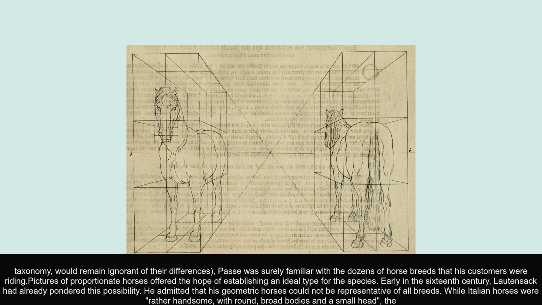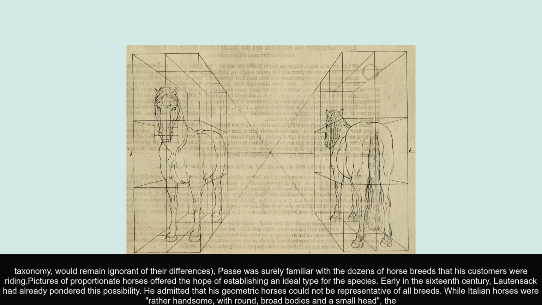Passé was surely familiar with the dozens of horse breeds that his customers were riding. Pictures of proportionate horses offered the hope of establishing an ideal type for the species. Early in the 16th century, Lauf Densack had already pondered this possibility. He admitted that his geometric horses could not be representative of all breeds.